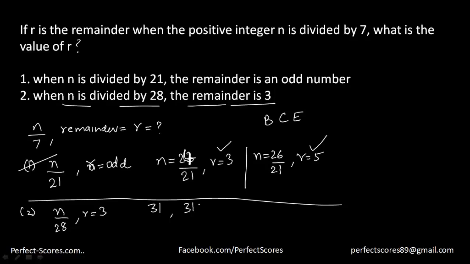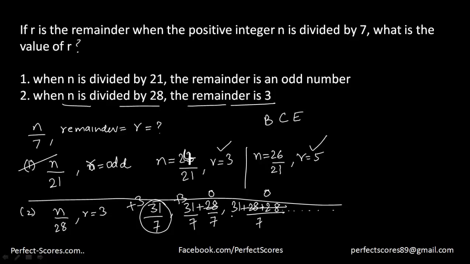The next number is going to be 31 plus 28. The next number is going to be 31 plus 28 plus 28. So this is how the numbers are going to be. So no matter what number I divide by 7, over here the remainder is plus 3. Over here the remainder is going to be plus 3 from here. But from here the remainder is going to be 0. And eventually the remainder is going to be 0 from all the possible numbers.